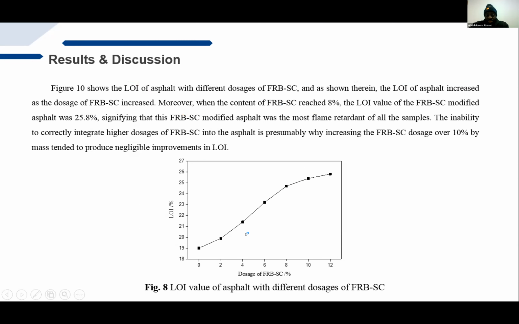The limiting oxygen index, LOI, is basically the minimum concentration of oxygen required to sustain combustion, on the asphalt in this case. And according to the Chinese national energy standards, for asphalt in the tunnels, it should be at least 23%. At 8% dosage, we were able to record an LOI of around 25.8%, which is easily within the specified limit. And it shows that the flame retardance of the asphalt has been elevated due to the addition of the FRB-SC flame retardant.